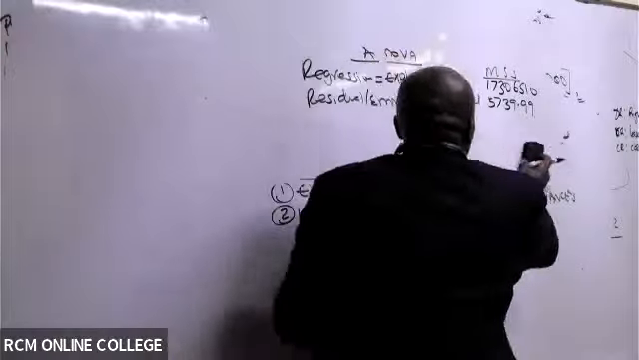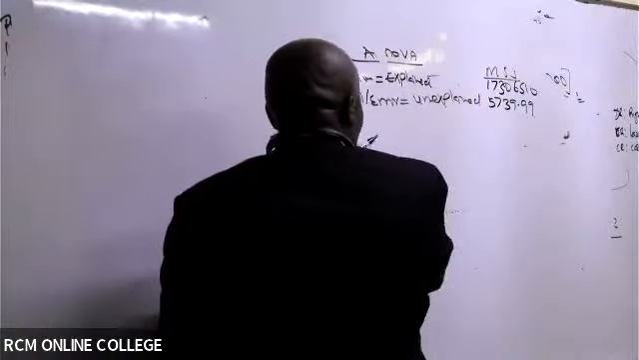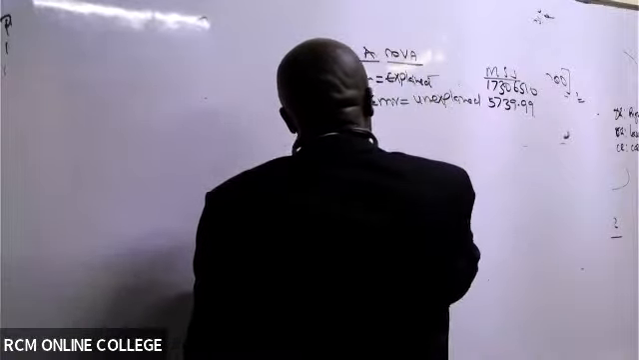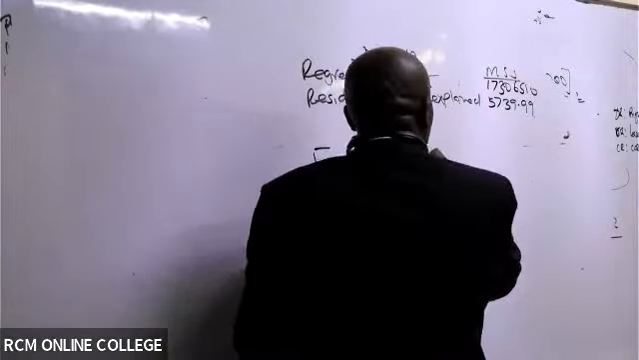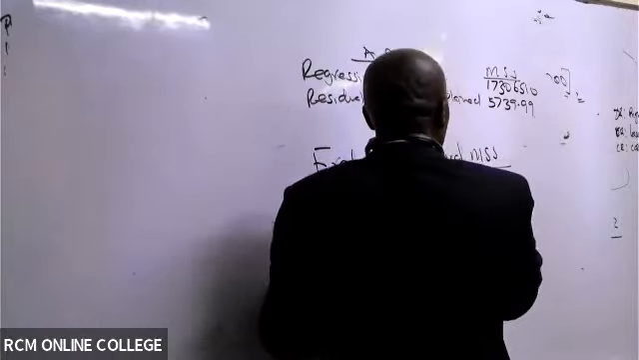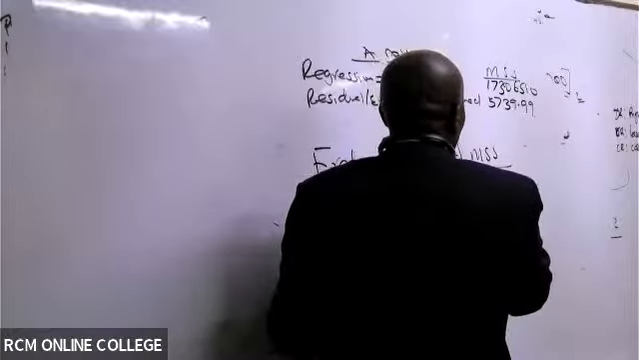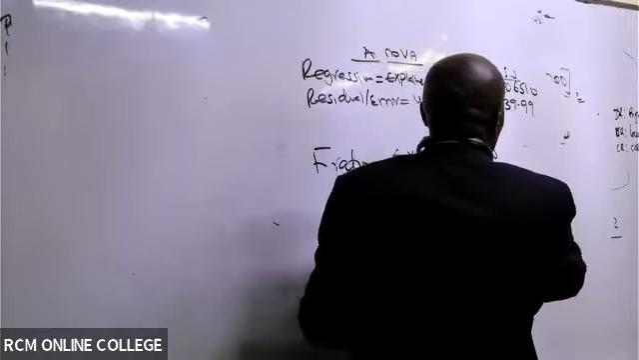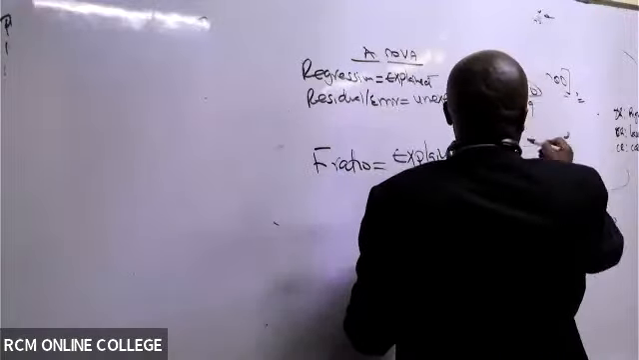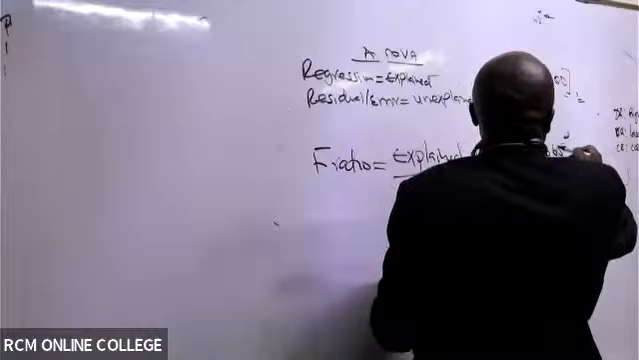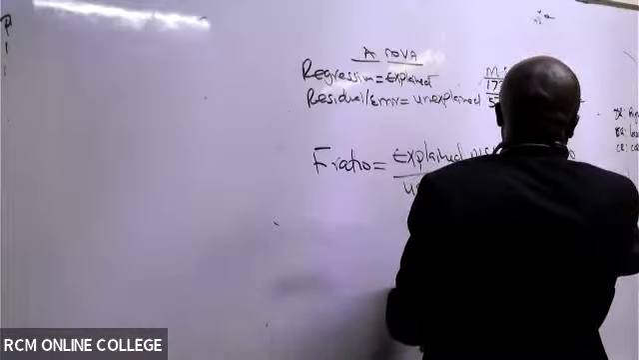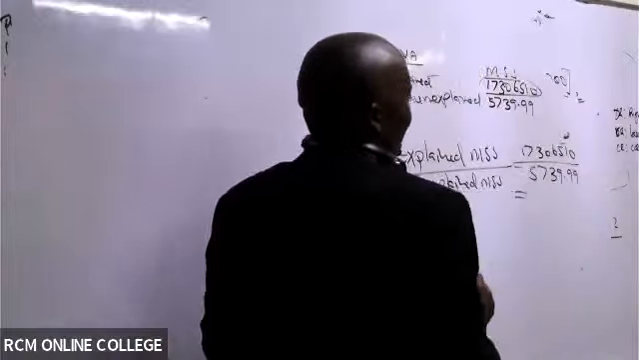And what are we getting here, ladies and gentlemen, is the F ratio. And how do we get this F ratio? To get F ratio, we always take the explained MSS over the unexplained MSS. So explained MSS is this one, 1730.6510, all over 5739.99. Are you able to give me this answer yourselves?